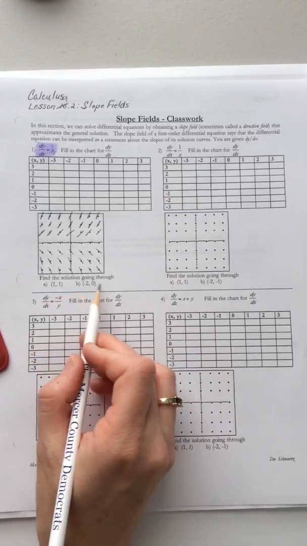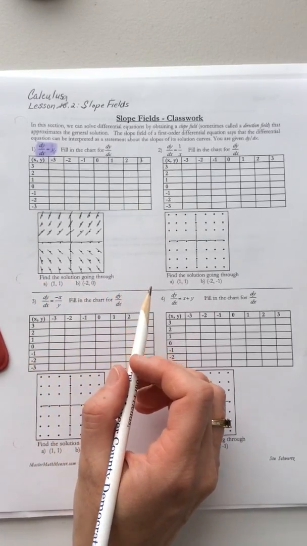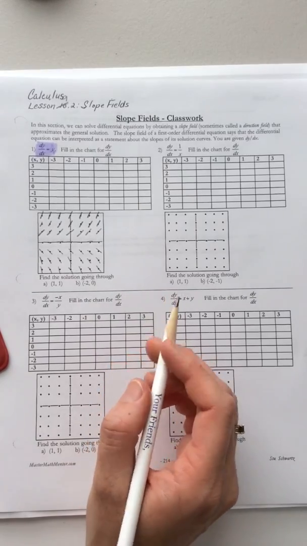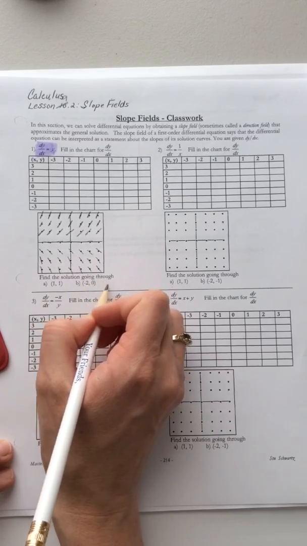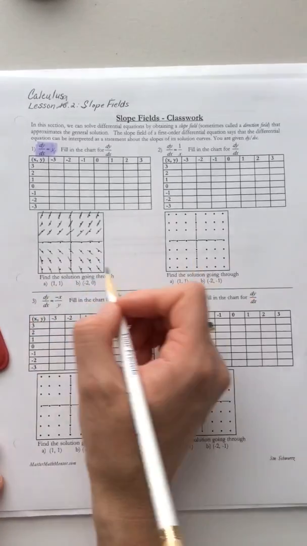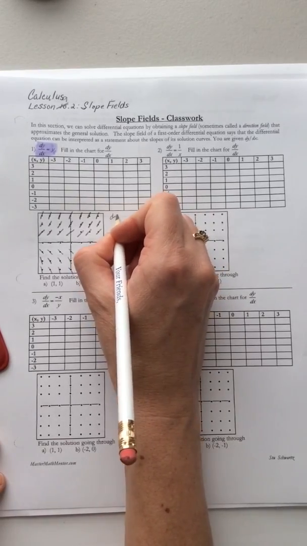Now, this next part is the new part to you. It says find the solution, and sometimes you'll see the words particular solution in there. So when you see that, it's your hint. Going through 1, 1, what that means is separation of variables.